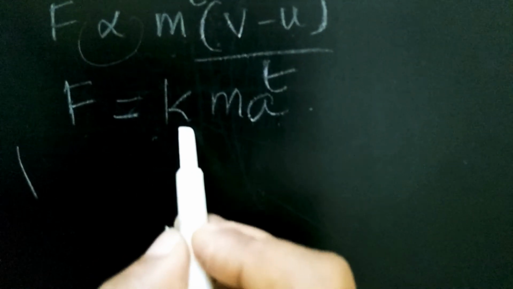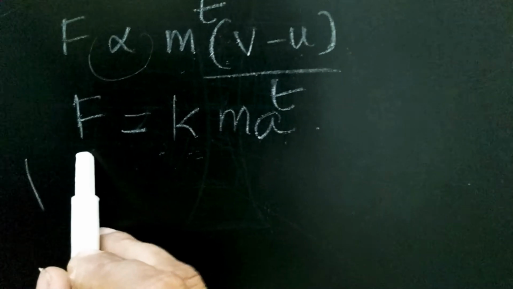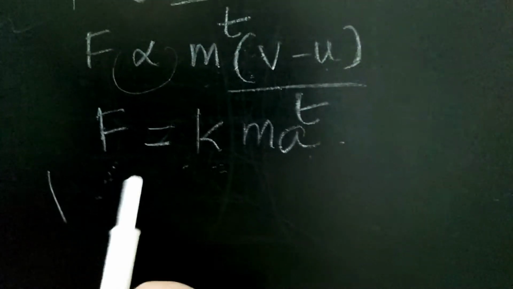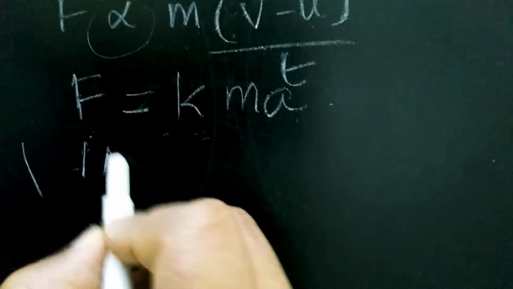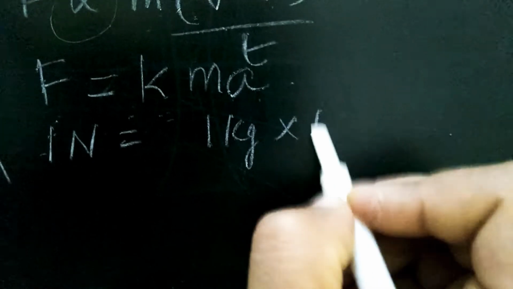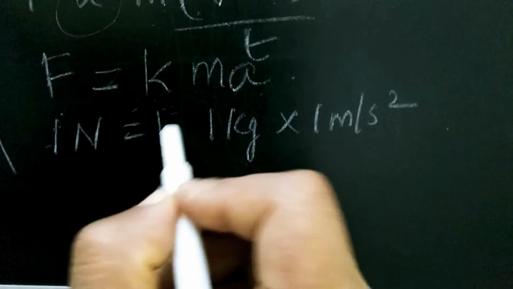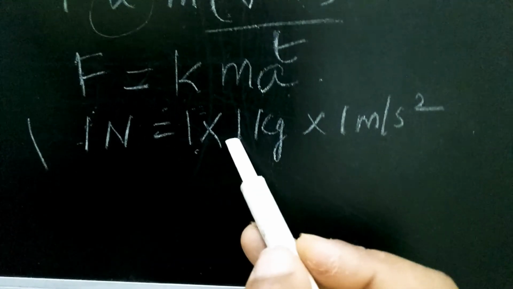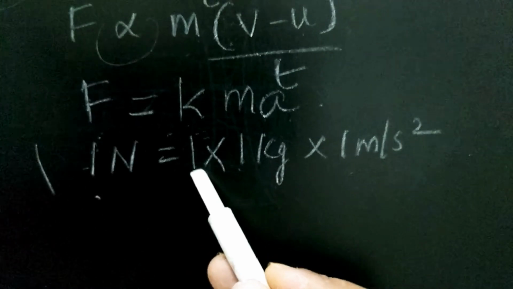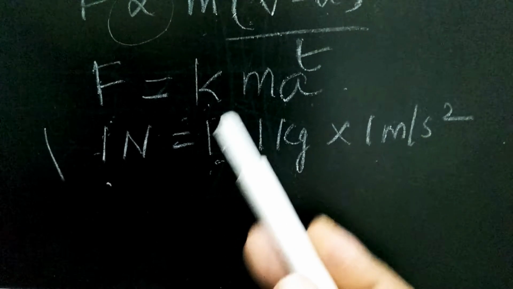To find the value of k, we can make the force 1 Newton. Newton is the unit of force, you already know. For the force to be 1 Newton, mass should be 1 kilogram and acceleration should be 1 meter per second squared. So the k value also should be 1, because only then 1 into 1 into 1 is equal to 1 Newton. So the constant k is always 1, so no need to write k there.